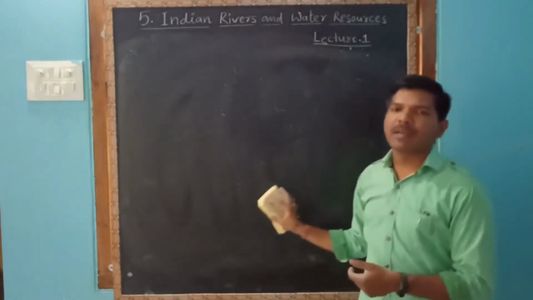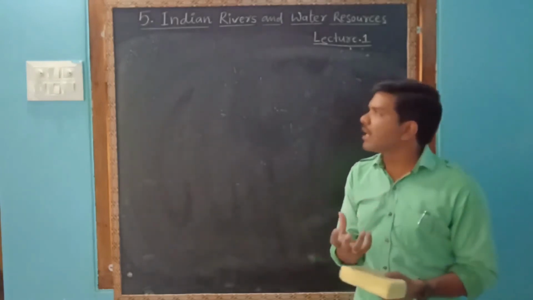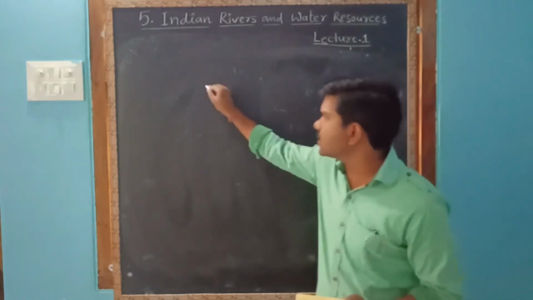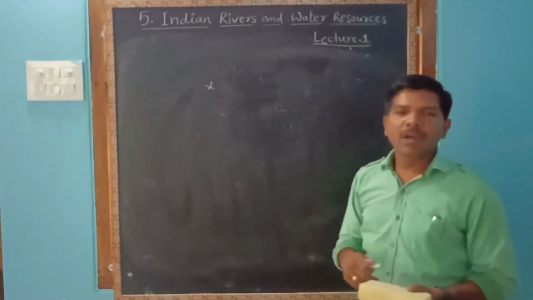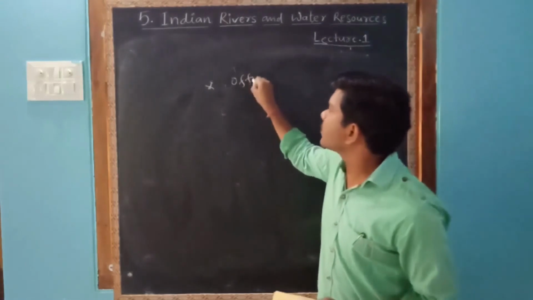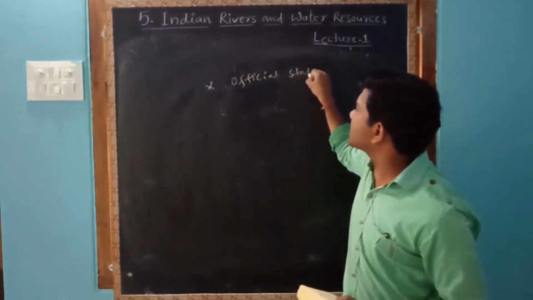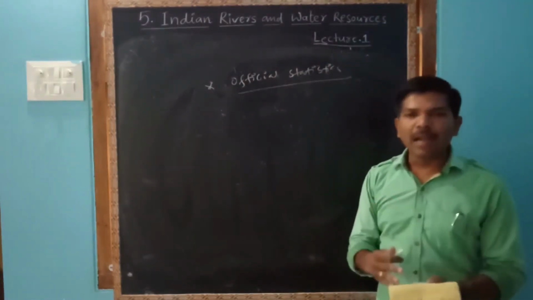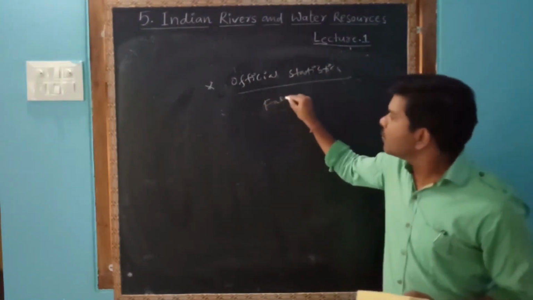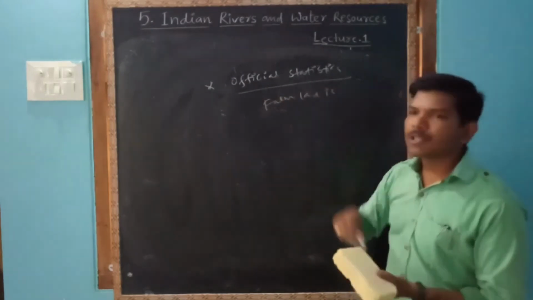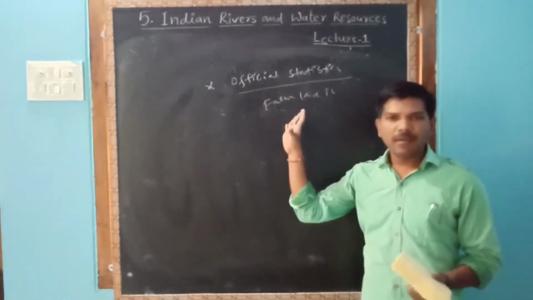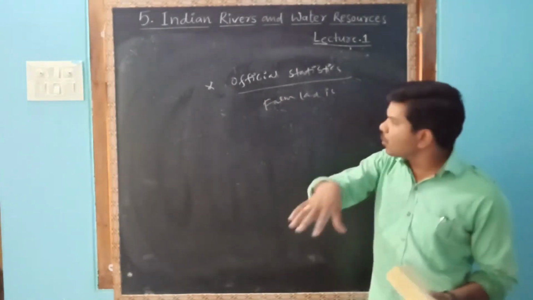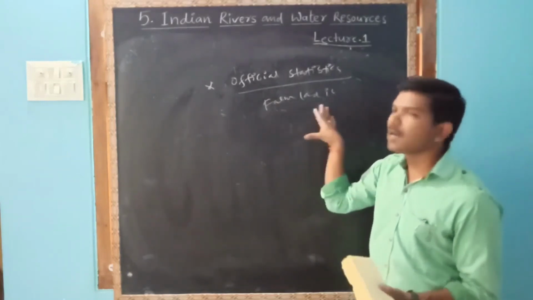So from this example we understood that AP and Telangana are unable to receive the water from Tungabhadra Dam. There are some reasons, which we will also discuss. According to the official statistics, farmland is the main use, because the people in the lower area, Andhra Pradesh and Telangana, want the water for farmland.